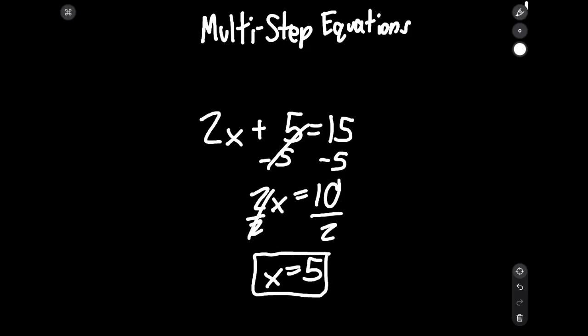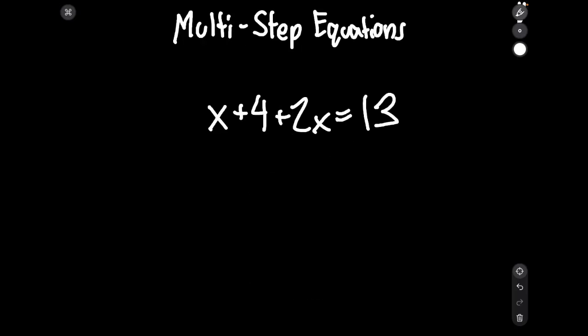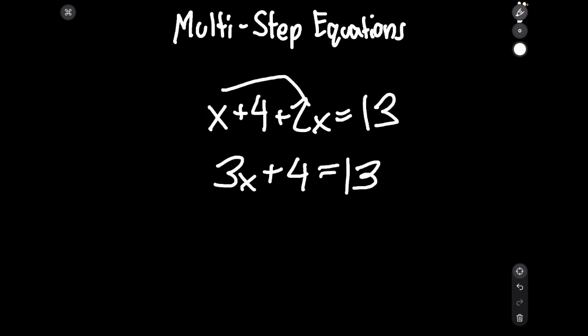That's our first answer. For our next example, we have x plus 4 plus 2x equals 13. First we must combine like terms. So x and 2x can be combined to make 3x. And then we attach the plus 4 to the 3x, and then we get equals 13.